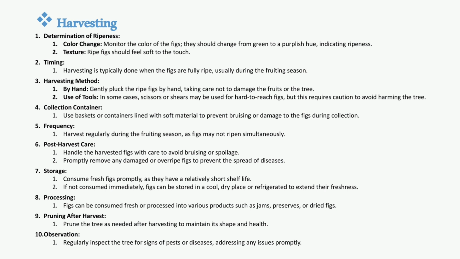Harvesting method. By hand: gently pluck the ripe figs by hand, taking care not to damage the fruits or the tree. Use of tools: in some cases, scissors or shears may be used for hard-to-reach figs. But this requires caution to avoid harming the tree. Collection container: use baskets or containers lined with soft material to prevent bruising or damage to the figs during collection. Frequency: harvest regularly during the fruiting season, as figs may not ripen simultaneously.